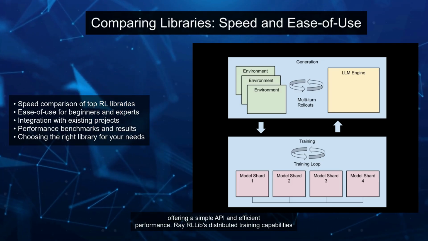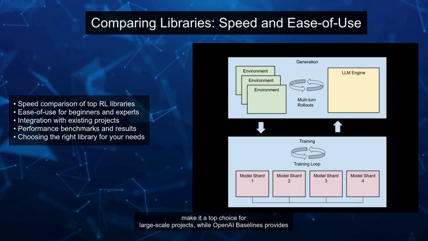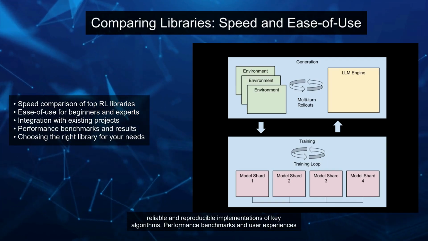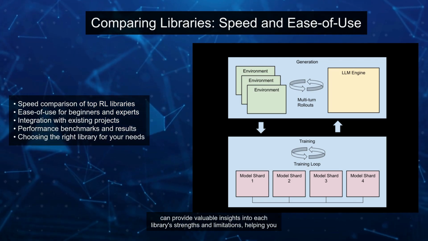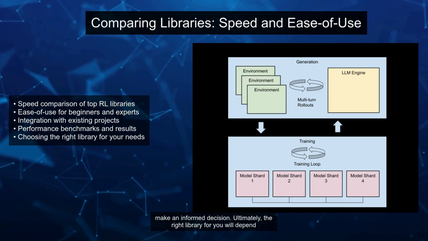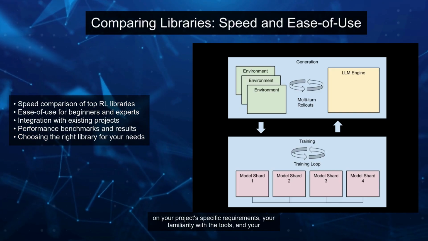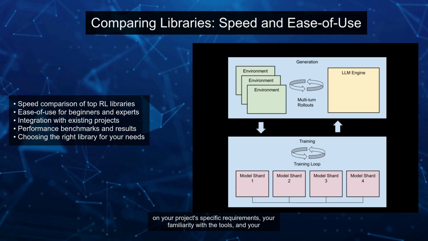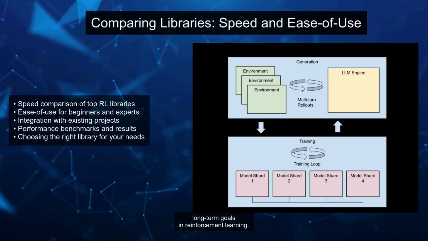Ray RLLib's distributed training capabilities make it a top choice for large-scale projects, while OpenAI Baselines provides reliable and reproducible implementations of key algorithms. Performance benchmarks and user experiences can provide valuable insights into each library's strengths and limitations, helping you make an informed decision. Ultimately, the right library for you will depend on your project's specific requirements, your familiarity with the tools, and your long-term goals in reinforcement learning.